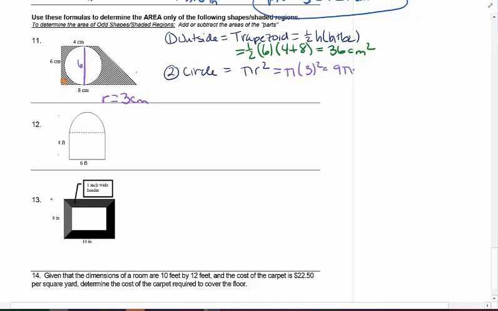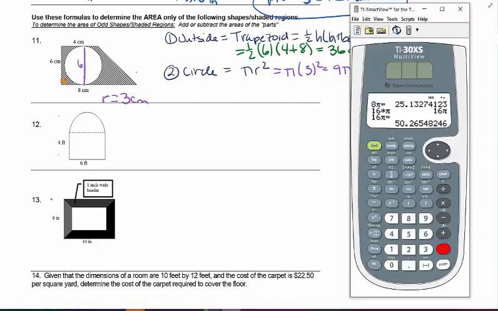Now, I'm not going to round that until the very end, but because one has a pi and one doesn't, I'm going to go ahead and put that one in my calculator, and this is where we would again use 9 times pi in my calculator and round to the nearest hundredths place. So 9 times pi gives me 28.27.